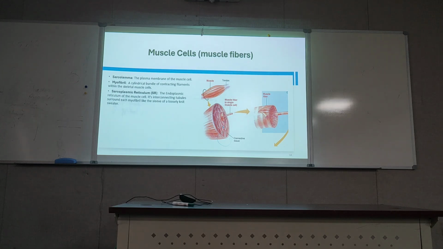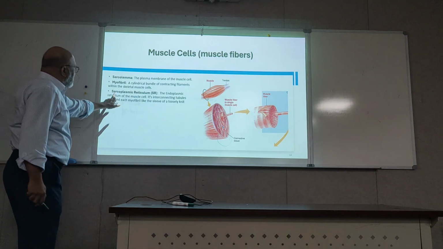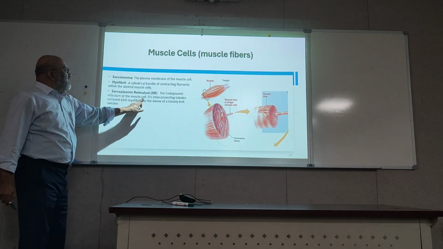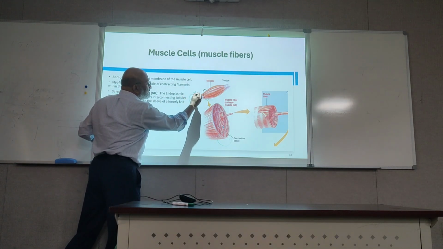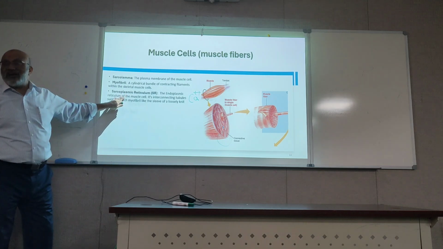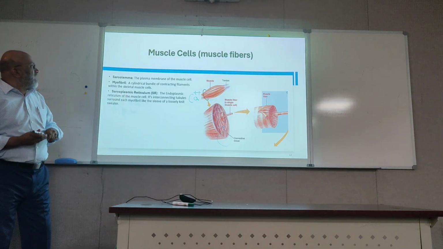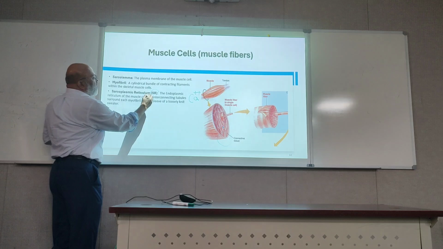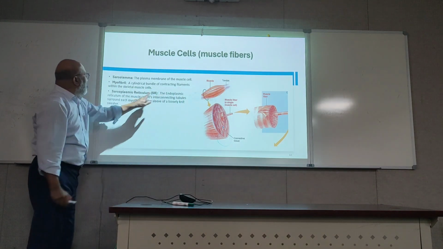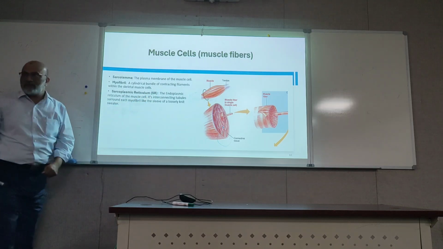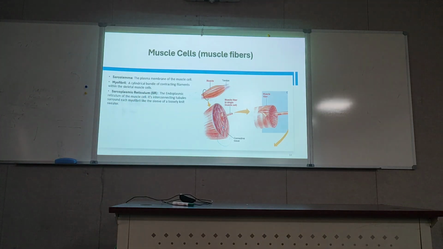Here I am just telling you, reticulum means shabka, network. So this is sarcoplasmic reticulum. It is very important because after 5 minutes I will tell you that calcium is stored inside it. So remember sarcoplasmic reticulum, abbreviated SR. This is the endoplasmic reticulum of the muscle cell. So: sarcolemma, myofibril, sarcoplasmic reticulum.